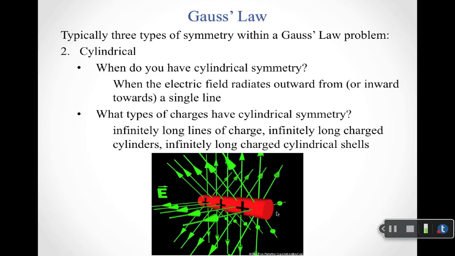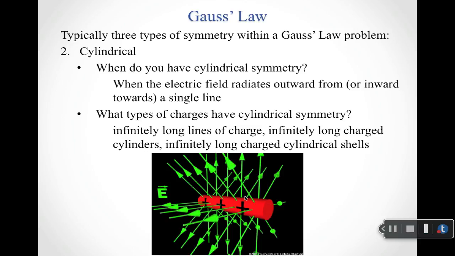But all of those are situations where, as long as we make this cylinder long enough so that we don't have to worry about fringing effects at the edges, then I've got cylindrical symmetry within the problem. So we'll talk about infinitely long, and really by infinitely long we just mean long enough to not have to worry about fringing effects at the edge. But infinitely long lines of charge, or infinitely long charged cylinders, or infinitely long charged cylindrical shells, infinitely long charged rods, all of those are going to give us cylindrical symmetry, so that picking our Gaussian surface as a Gaussian cylinder will be useful.